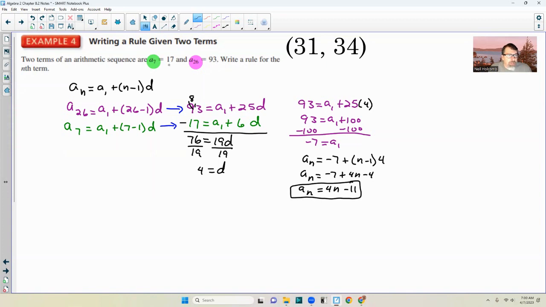Use the formula, substitute your givens, create two equations, and subtract them to get rid of your a sub 1 and solve for d. Substitute in your d to find a sub 1. Now you should be able to do problem numbers 31 and 34 in your exercises.